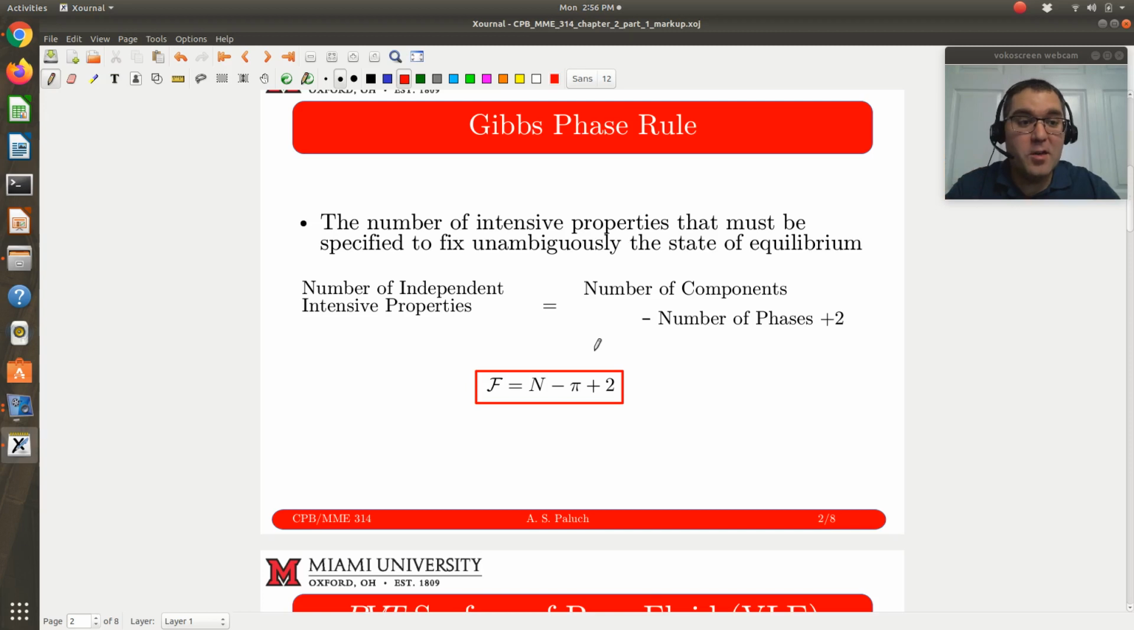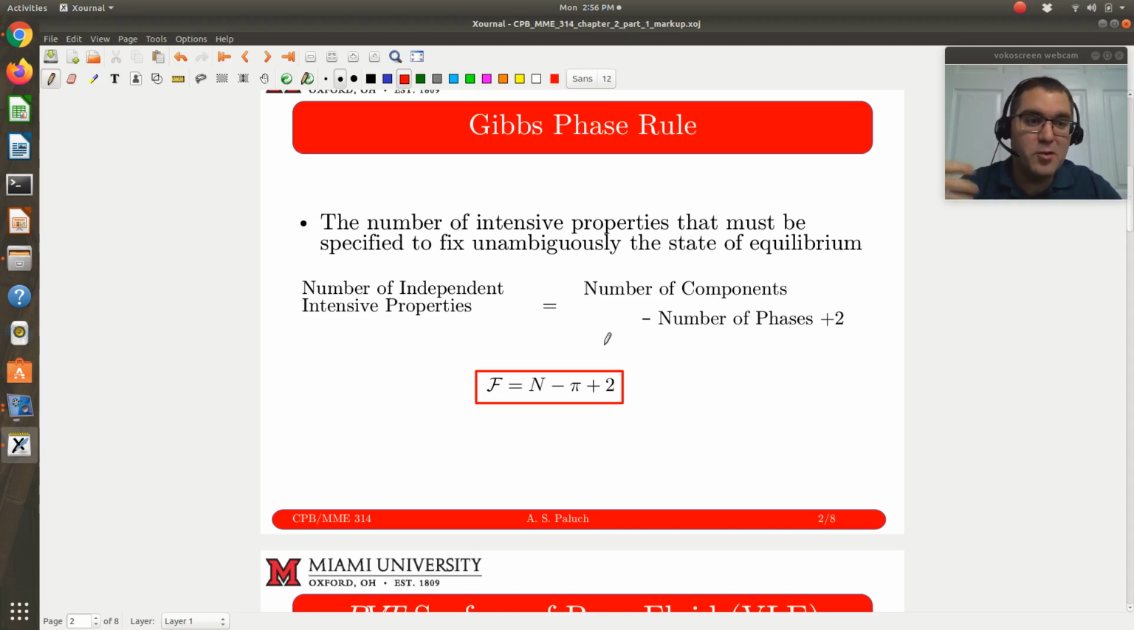If I have a single component, 2-phase system, so water at vapor-liquid coexistence, then n is 1 and pi now is 2, so n minus pi plus 2 is 1. So if I say I have water at vapor-liquid coexistence, then I need just 1 degree of freedom to pin down the state of that system.